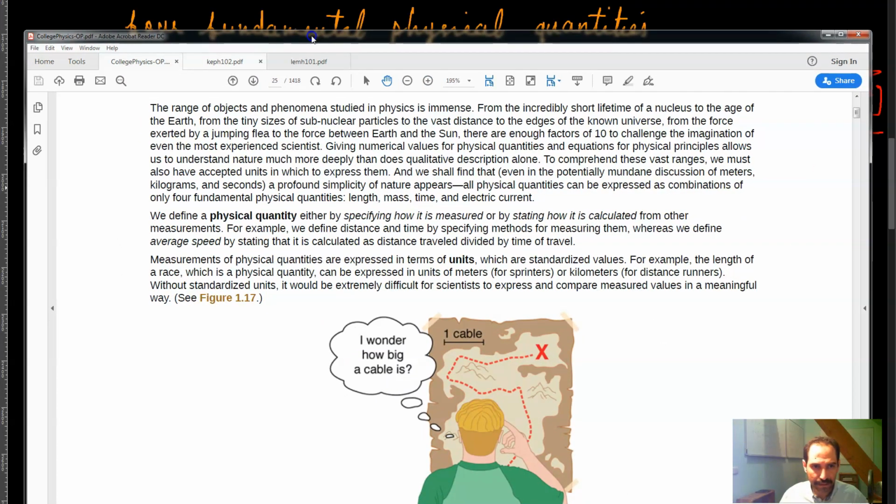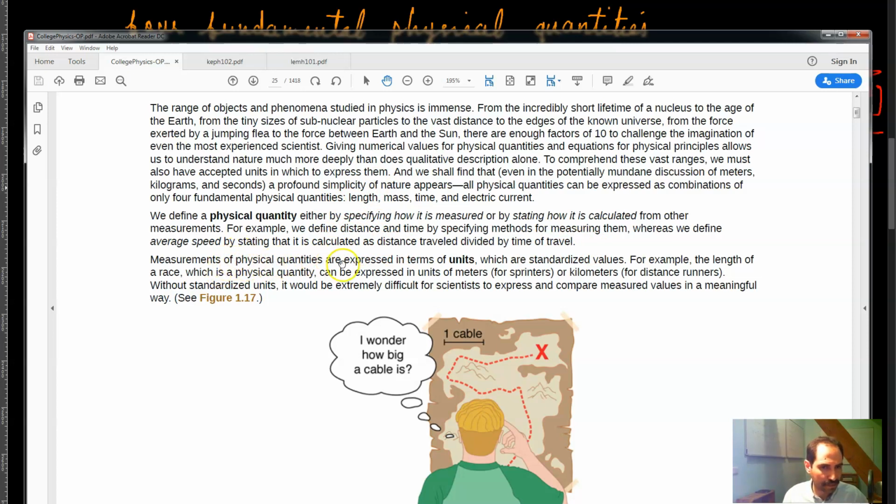So here it says that we define a physical quantity either by specifying how it's measured, or by stating how it's calculated from other measurements. For example, we define distance and time by specifying methods for measuring them, which I just talked about, whereas we define average speed by stating that it is calculated as distance traveled divided by the time of travel, right? And we talked about both of these already.